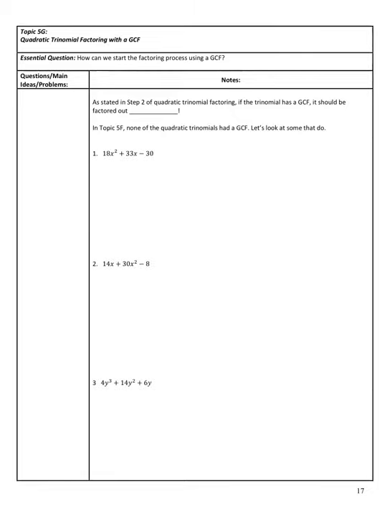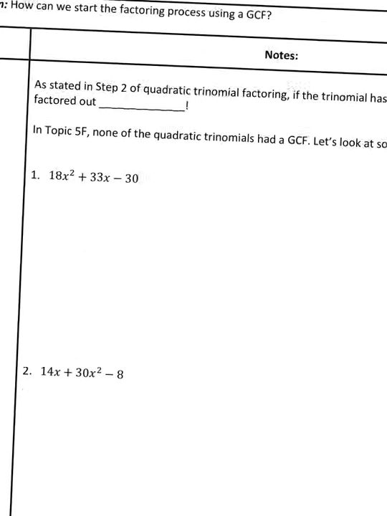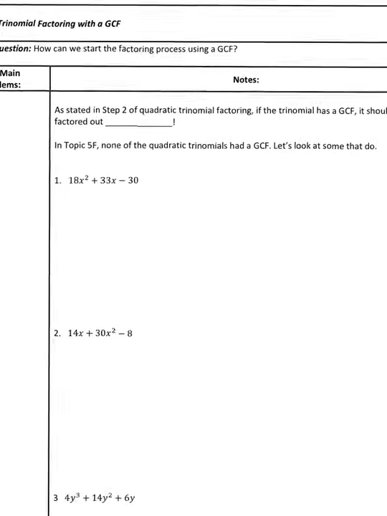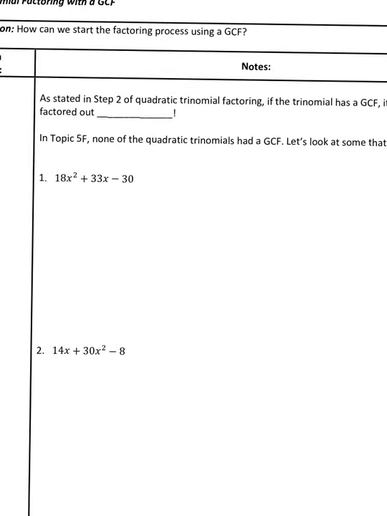The beginning here says, as stated in step 2 of quadratic trinomial factoring, if the trinomial has a GCF, it should be factored out. And I want us to put the word first in here. Step 2 is to factor out that GCF first. So we want to be factoring it out. That is going to help us immensely when we're doing this work. So here we are with number 1.